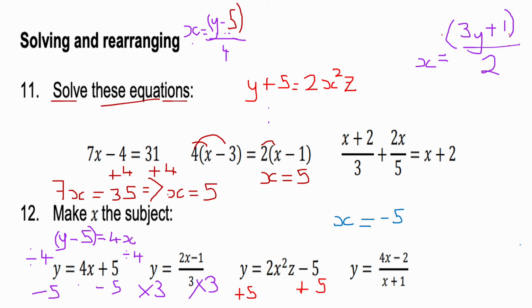Okay, dividing both sides by 2z, because then I'll get x squared on its own. So dividing both sides by 2z gets me x squared. Okay, so hopefully it's making sense so far. Because if you want to think about it, I can think about it as 2z times x squared.